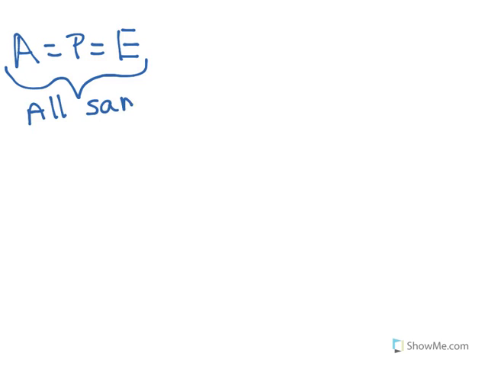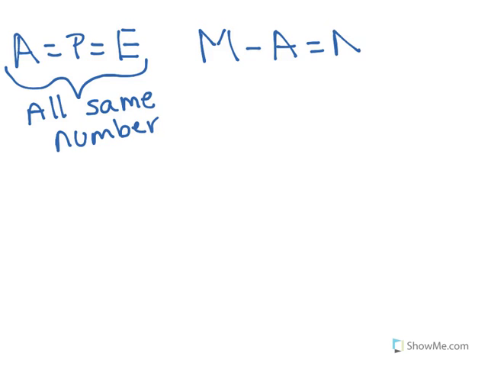So some things to take away from this. When you're trying to find elements on the periodic table from different clues, you need to remember, A, atomic number equals the number of protons, which equals the number of electrons. Remember, this is all the same number. And if you're looking for the number of neutrons, we have M minus A equals N, which is our mass minus our atomic number is going to equal the number of neutrons.